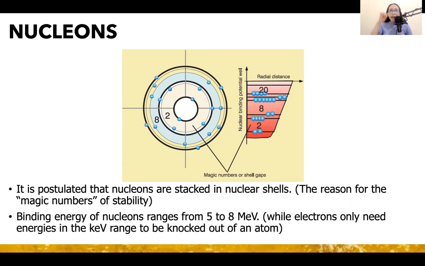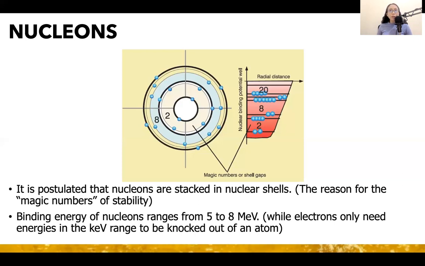And just like your electron shells, the innermost shell is stable if there are two electrons. The second shell from the nucleus is stable if there are 8 electrons, and so on. There are also numbers of nucleons in each nuclear shell that, if satisfied, will make the nucleus more stable. So these numbers are what we call magic numbers in nuclear chemistry.